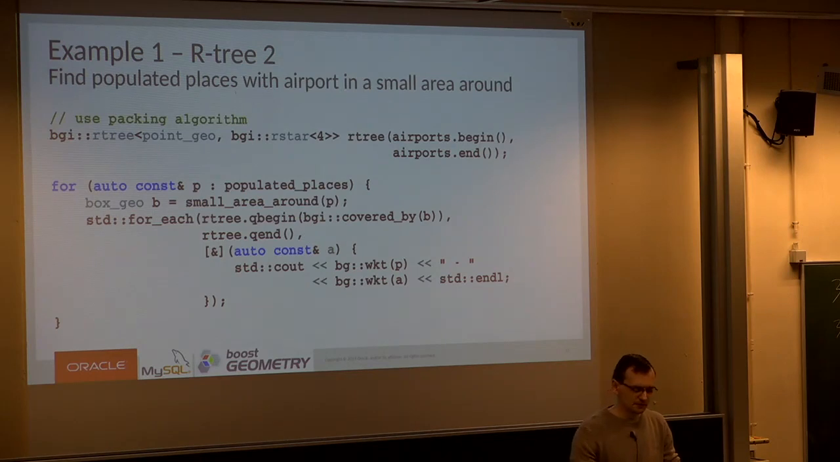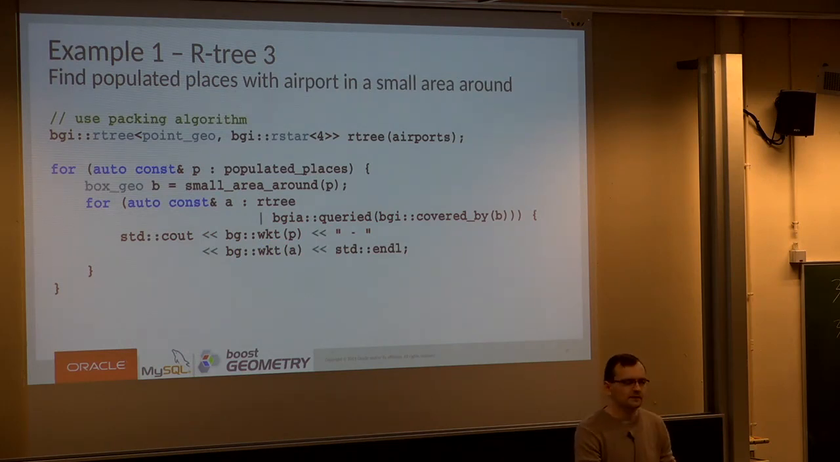But we can do better because we know the data upfront. So I'm creating the same R-tree but using packing algorithm, and for this purpose I'm passing the iterators to the range into the constructor of the R-tree. So here we have all of the R-tree created with packing algorithm, which should be faster. And then I'm using query iterators instead of a query function, which lazily iterates over the results. So you can, for instance, stop it at some point if you like.